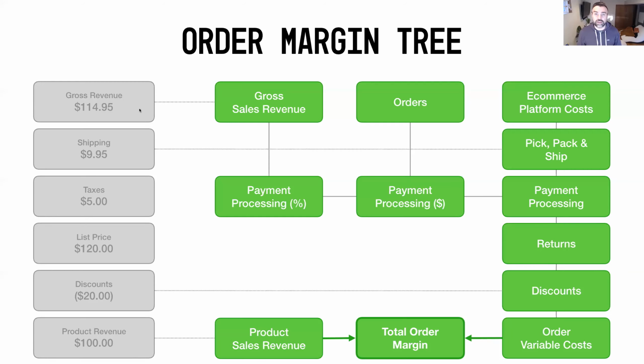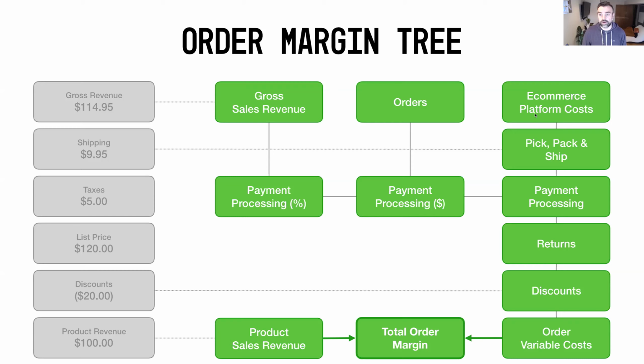And so how those relate to the order margin tree is you've got your gross sales revenue over here, which is sort of the top line of what the customer pays for the particular order. You've also got the number of orders. And then from there, on the far right-hand side, is all the different components that make up the order margin tree.